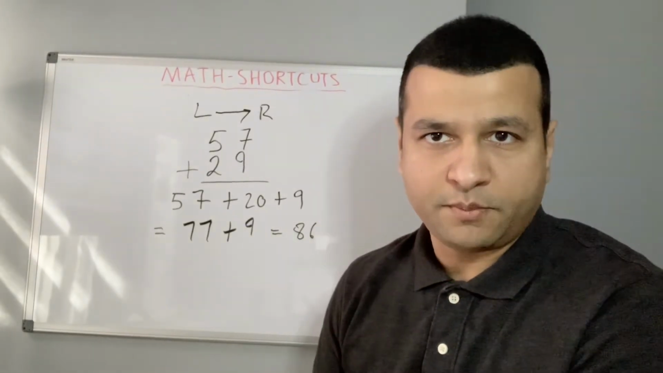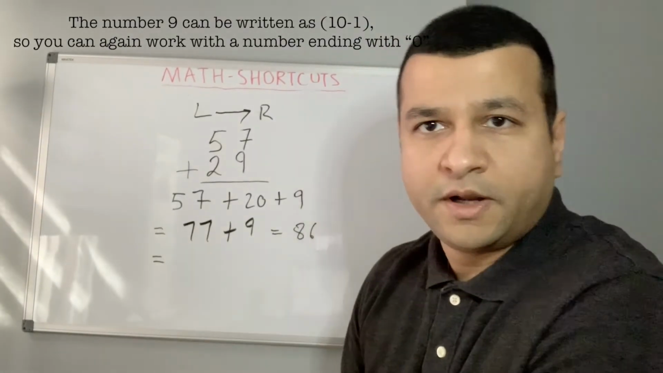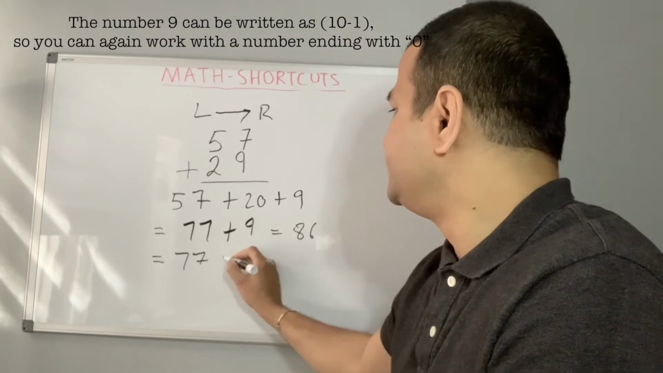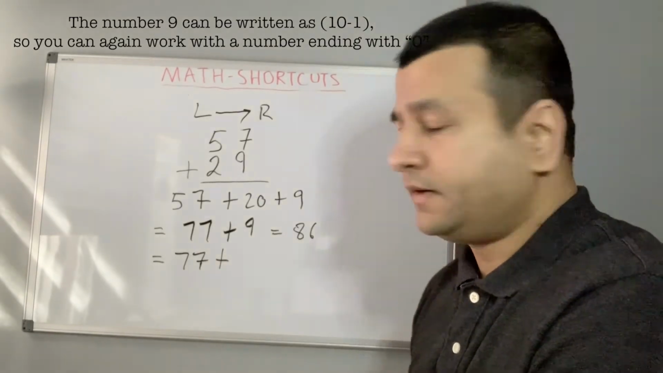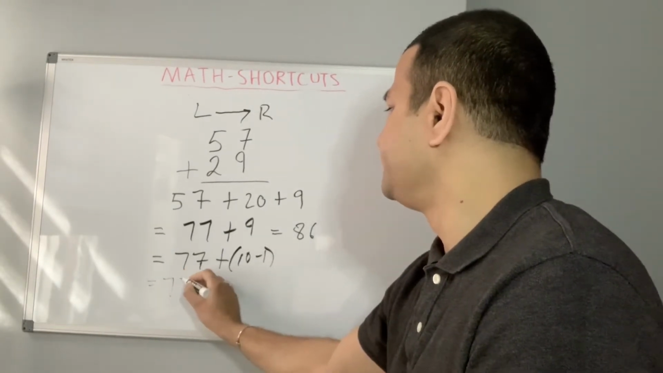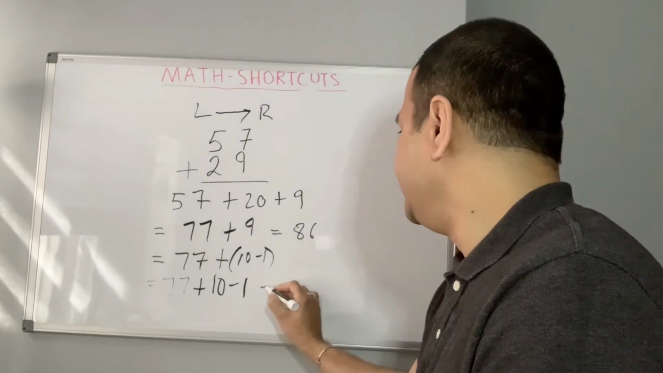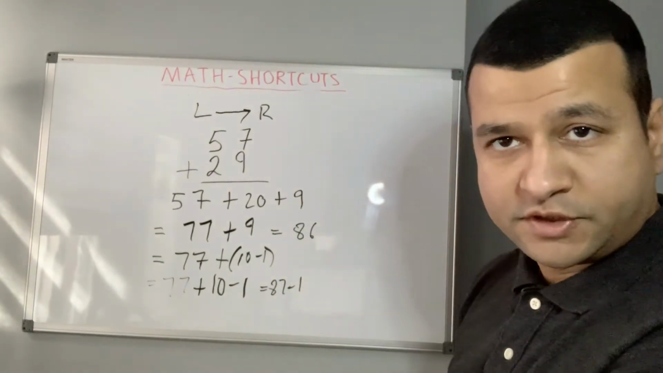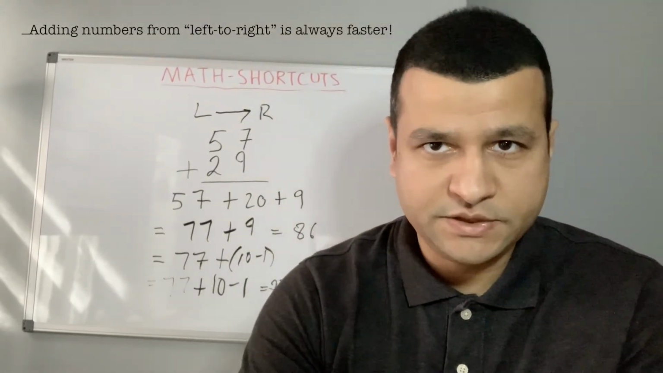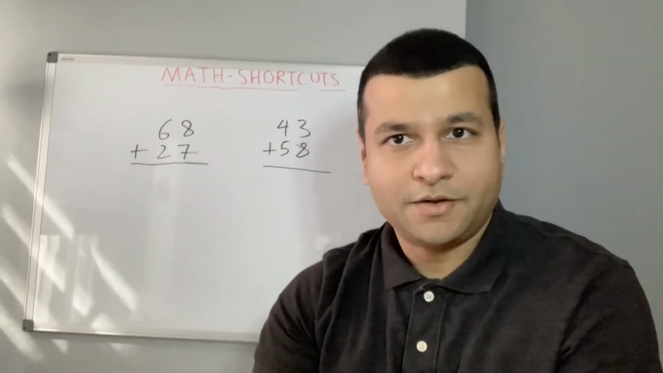Now some of you might have trouble adding 9 to 77 in your head. So if that's the case, we can break it down more and make sure that we are adding or subtracting a number that ends with a 0. So we can write 77 plus, and then write 9 as 10 minus 1. So now if you break it, it's going to be 77 plus 10 minus 1, which is equal to 87 minus 1. That still gives you the same result, which is 86. So you see, friends, it's always easier and faster to add numbers from left to right versus from right to left. Now let's do a couple more examples.